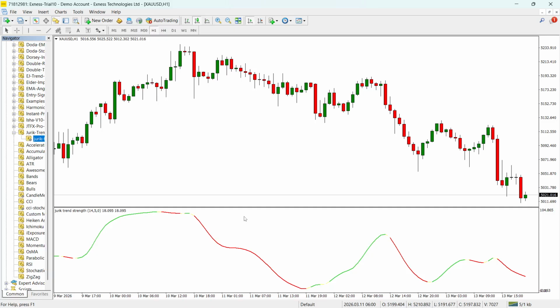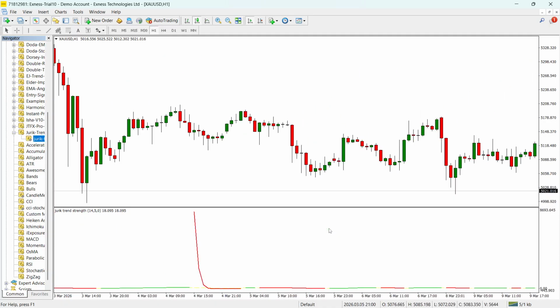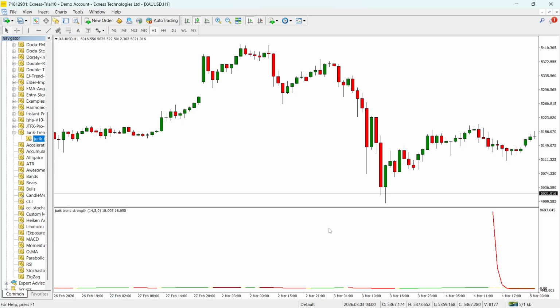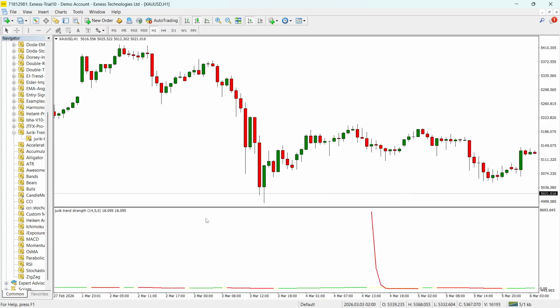As you can see on the chart, the Jurik Trend Strength Indicator typically displays in a separate window as a smooth oscillating line. It measures the strength of the current trend using Jurik smoothing techniques, which are known for reducing lag and noise compared to traditional moving averages. Higher readings suggest stronger trend conditions, while lower readings indicate weaker or absent trends.